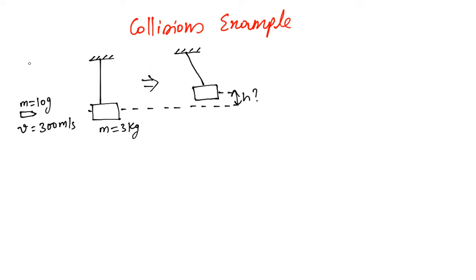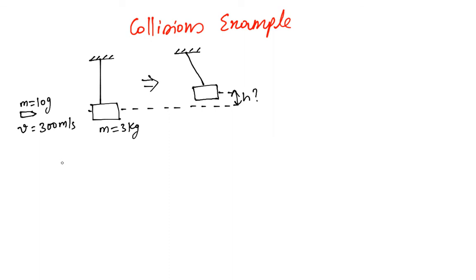Let's consider one more example on collisions. What we have here is this bullet that is moving towards this mass, which has a mass of 3 kilograms. The bullet itself weighs 0.01 kilograms and it's moving with a velocity of 300 meters per second. This bullet hits the block and lodges itself inside the block, and the whole thing, because of that, gains a velocity, and it rises up to a height h from its initial position. So the question is, what is going to be the height by which this whole bullet block combination is raised up?